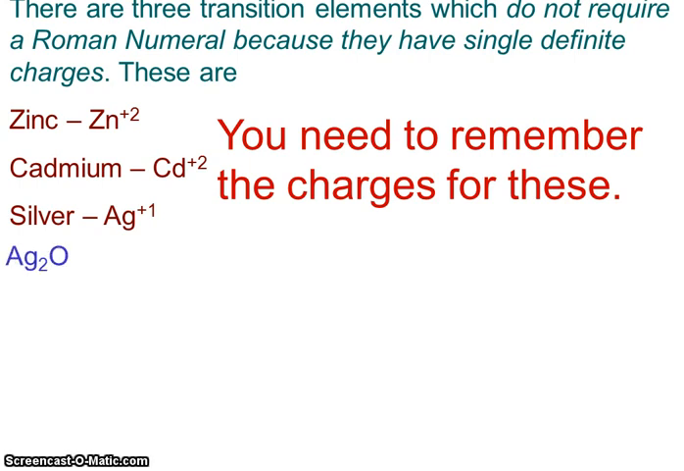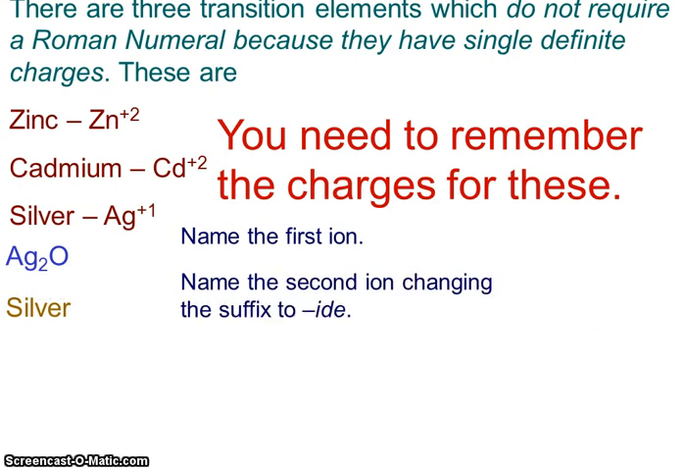So an example of naming these would be much like naming a normal non-transition metal compound. So if I have Ag2O, the first thing I want to do is name the first ion. The first ion is silver. Even though silver is a transition metal, because it's always +1, we're not going to write it. We're going to treat it just like we would sodium. And so name the second ion. Well, O is oxygen, but when I change its ending to "ide," it becomes oxide, and away we go, just like the compounds we did the other day.